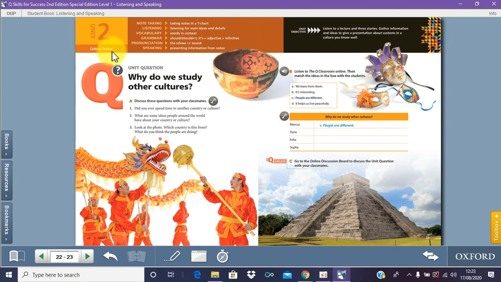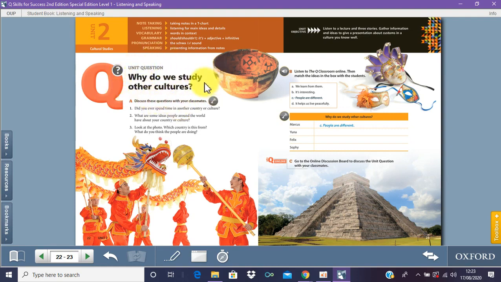We finished Unit 1. Remember, the best way to remember these topics is always to read through the first page of the unit. Unit 1 was about how can you find a good job. Now, Unit 2 is about why do we study other cultures? Why do we study other cultures?